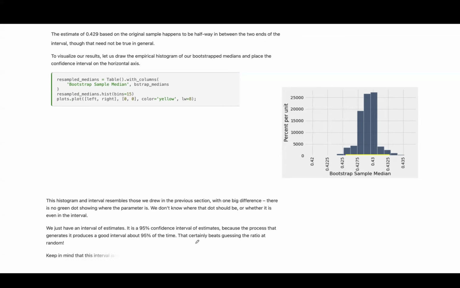Please keep in mind that this interval is an approximate 95% confidence interval. There are many approximations involved in its computation. The approximation is not bad, but it is not exact.